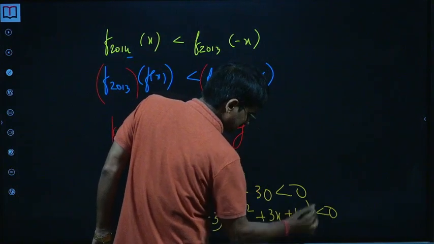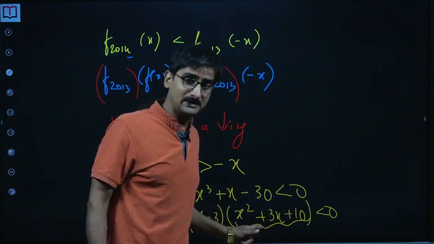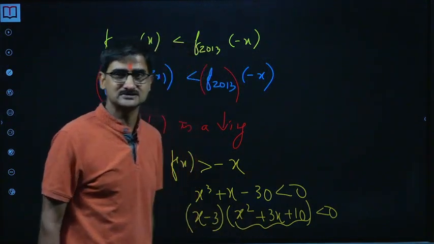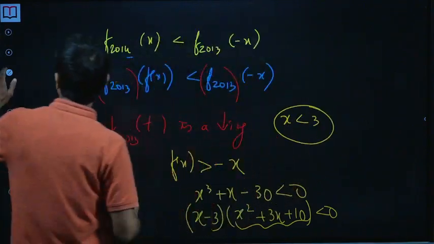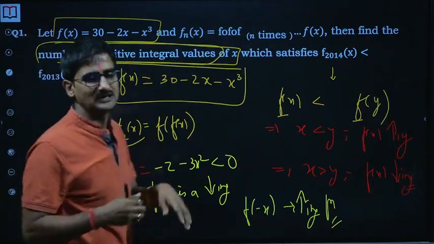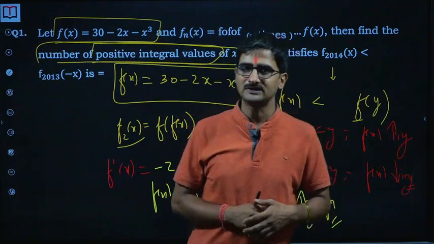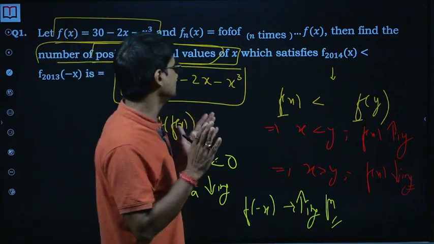Now this quadratic is always positive. Why? It's an upward-opening quadratic whose discriminant is negative. So the only possibility is x is less than 3. The question asks for the number of positive integral values of x. There are just two positive integral values, that is x equal to 1 and x equal to 2. That's it. So the answer should be 2 here.